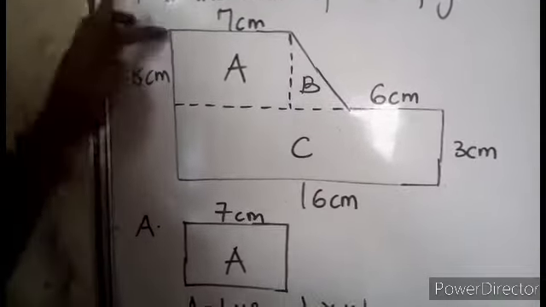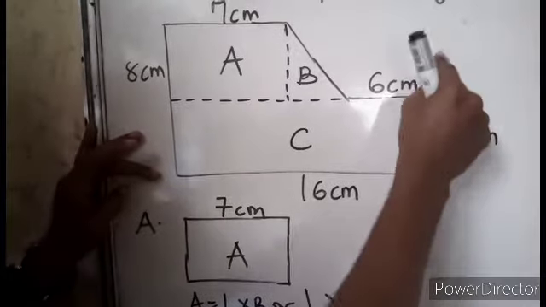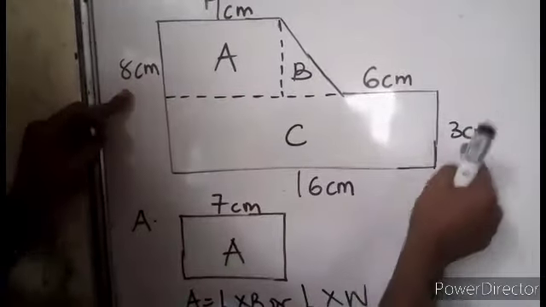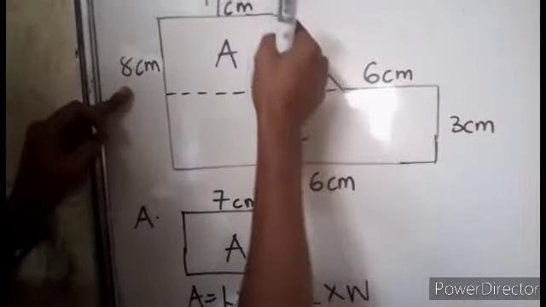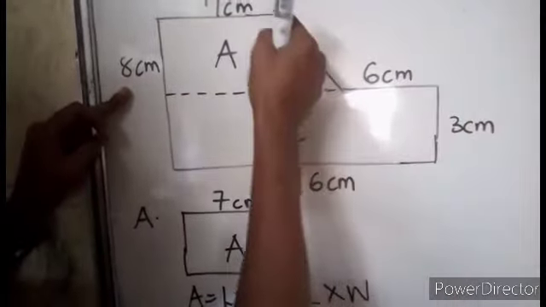So therefore, let's assume this one is 8. If this one is 8 and there's 3 here, that means 8 minus 3 gives us the remaining part here. And that is the same thing as this part. 8 minus 3 will give us what? 5. So the breadth or the width is 5 centimeters. That is shape A.